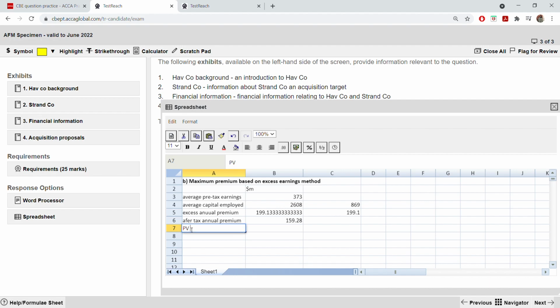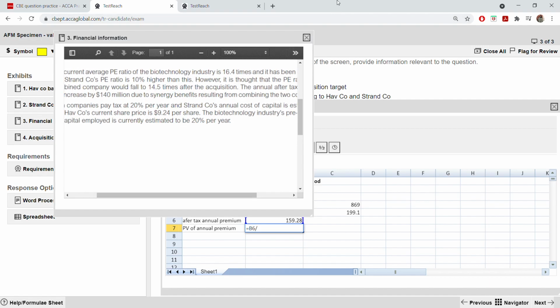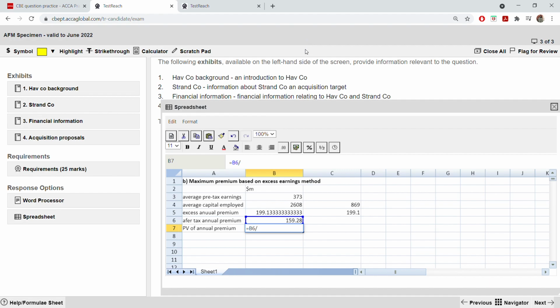Then we have to find the present value also. Present value of annual premium. You have to assume that it is in perpetuity, because if it was not, they would have given you some growth rate or something like that. But they give you the cost of capital. So it will be this divided by your cost of equity, which is here. You see, it is 7%. Annual cost of capital. So you have to divide it by 7%, which is 0.07.